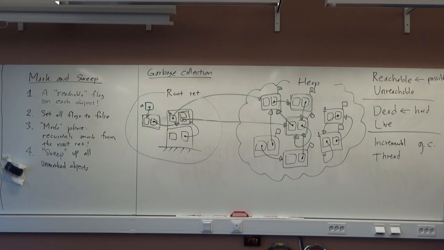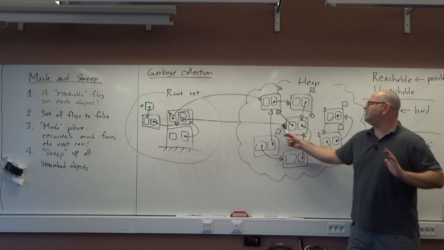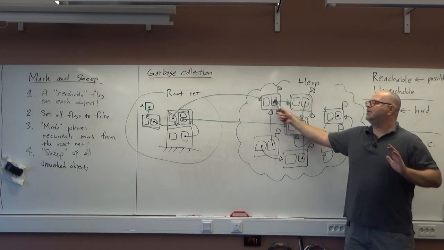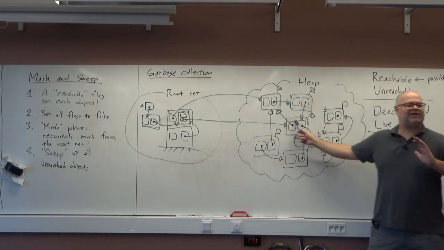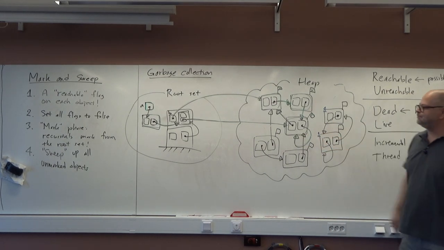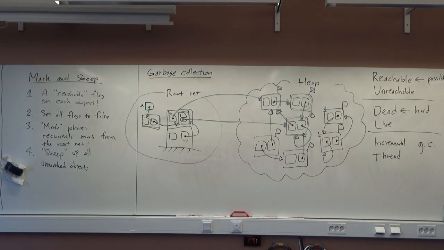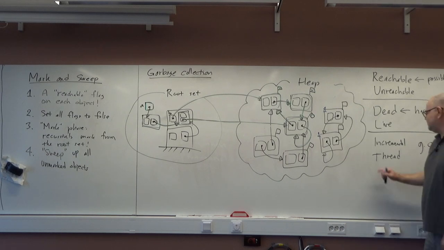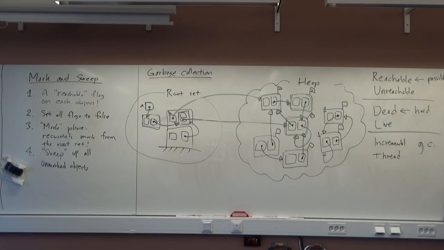Now, it gets complicated because I need to keep track of which parts I have already marked, which parts I have already swept, and I can't let the program run as simple as before. I need to keep track of which parts I have already handled by the garbage collector. So it's a bit more difficult. But incremental garbage collection is possible and avoids these annoying stops.